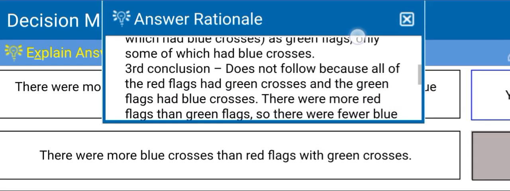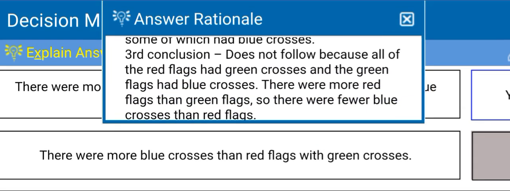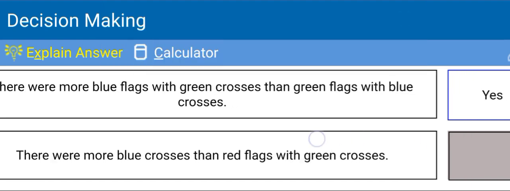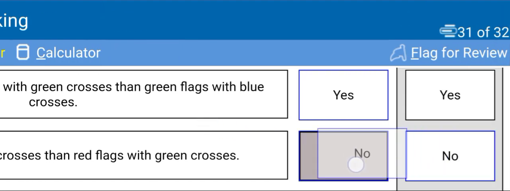Third conclusion does not follow because all of the red flags had green crosses and the green flags had blue crosses. There were more red flags than green flags, so there were fewer blue crosses than red flags. This is the reason because of which the third conclusion does not follow, so we will drop the no in front of this conclusion.